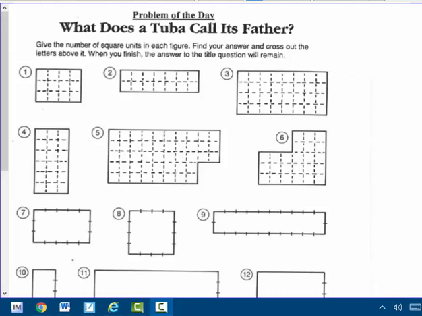Today's video starts on page 14. It's a problem of the day. Give the number of square units in each figure. Find your answer and cross out the letters above it. When you finish, the answer to the title question, what does a tuba call its father, will remain. So go ahead and pause the video and do this page.